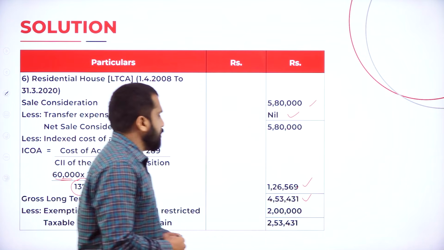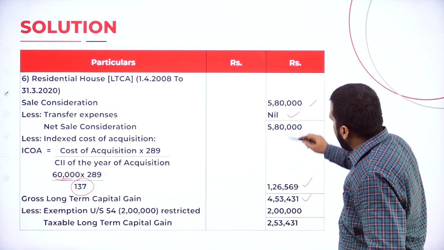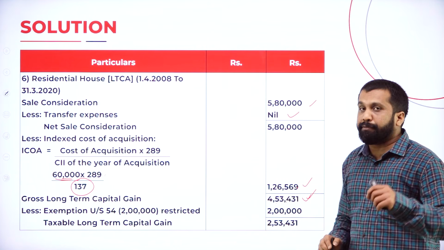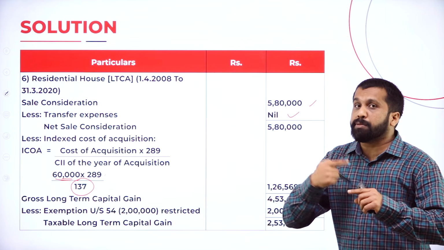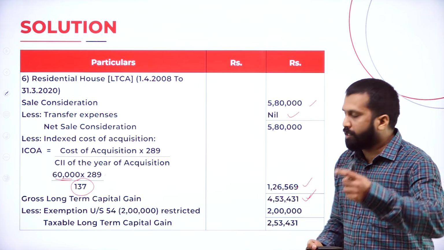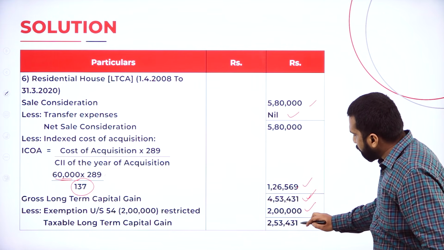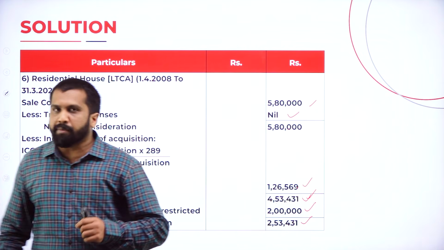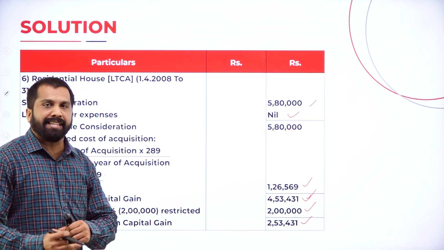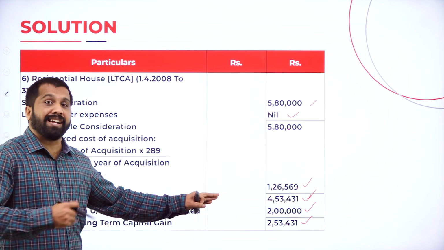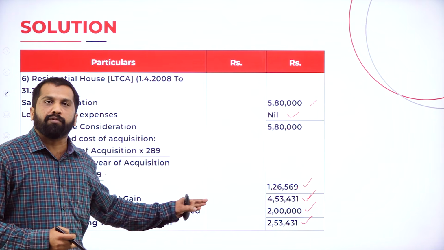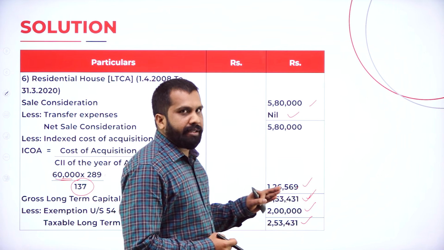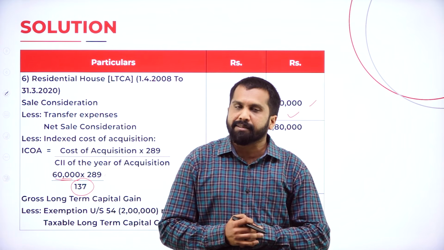I'll show you that. See, 5,80,000 minus 1,26,000. You are supposed to pay tax on what value? 4,53,000. But you spent 2 lakh for the new house. That 2 lakh you minus, pay tax only on 2,53,000. Hope you are clear. Government has given you permission. You can take exemption if you have invested again from your profit. Hope you are clear. Good. This is all about your capital gain for all 6 points.